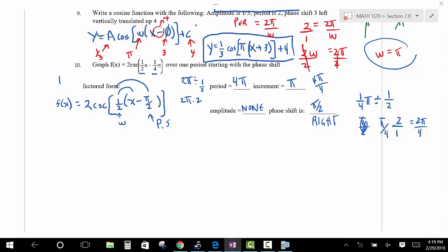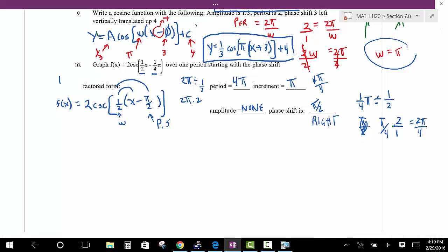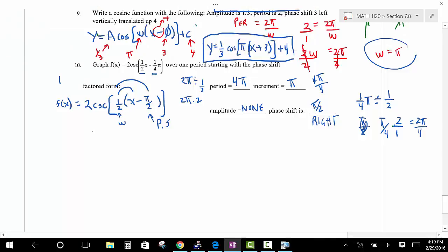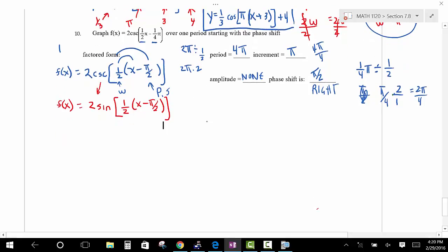Now we're going to start by graphing out the sine. The whole work of this problem is primarily focusing on graphing this sine. So we're going to focus on 2 sine 1/2 x minus pi over 2. This time we're going to do this pretty much all in one step. You can learn how to do the graph of that sine in one step if you look at it the correct way.